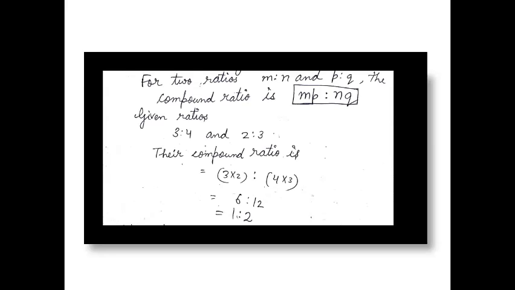Product of the antecedents, product of the consequents. A ratio is called the compound ratio of two or more given ratios when its antecedent is the product of the antecedents of the given ratios and its consequent is the product of the consequents of the given ratios.